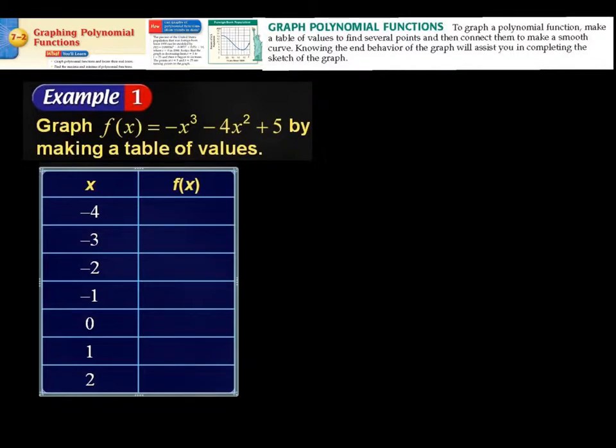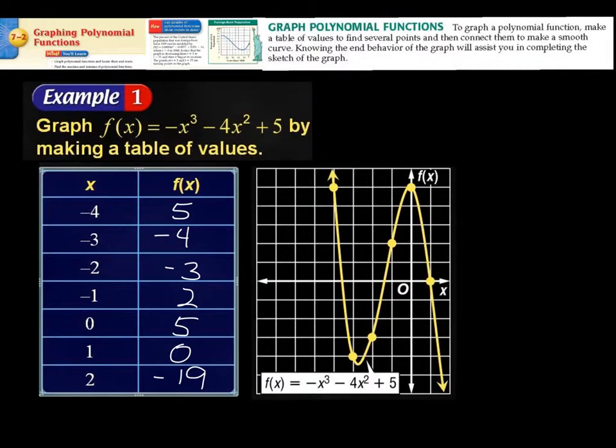This isn't too bad given our calculators with a table feature. So they want us to graph it by making a table of values. If we substitute -4 for x, we'll get out a value of 5, -3 is -4, -2, -3, -1 is 2, 0 is of course 0 plus 0 plus 5, which is 5, 1 is 0, and 2 is -19.